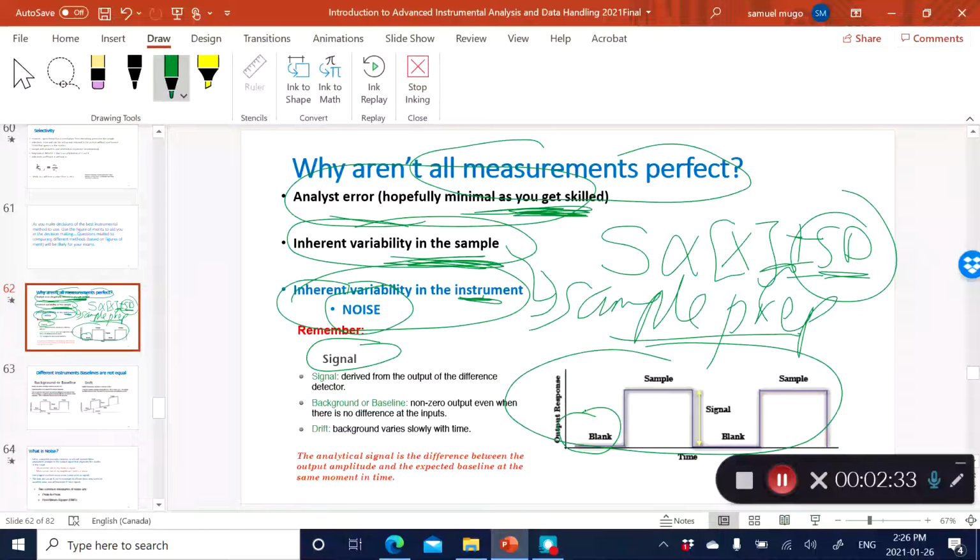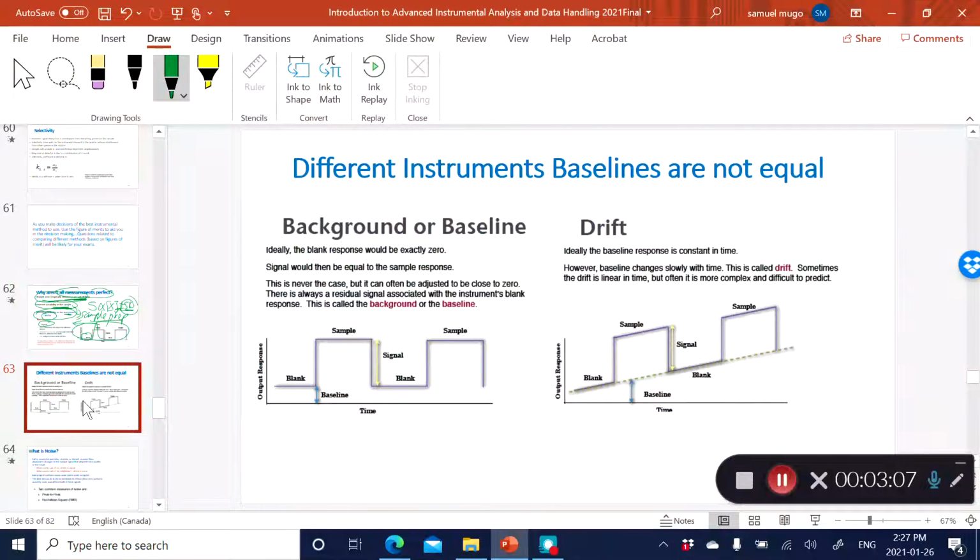Anytime you are running the blank, ideally you want the signal output to be 0. But when you get a sample, you want the signal to be very, very large, so that there's a huge difference, of course, between the blank that is 0 response and the signal for the sample. But that is a very idealized environment, which in almost all cases for all instruments out there actually doesn't exist.